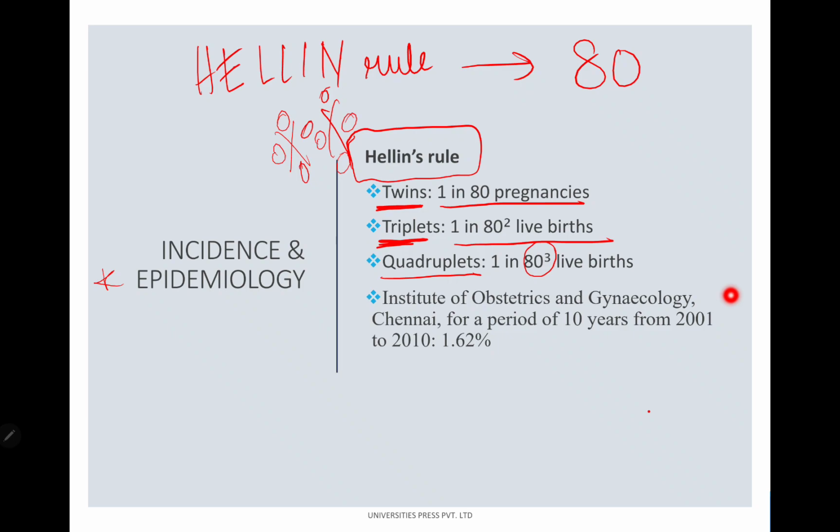This is a very famous rule, Helen's rule. Helen's rule talks about the incidence and epidemiology of multiple pregnancy. Just need to remember the number 80. If it is twin, then 1 in every 80 pregnancies. If it is a triplet, 1 in every 80 to the power square pregnancies. If quadruplets, 1 in 80 to the power 3 live births.